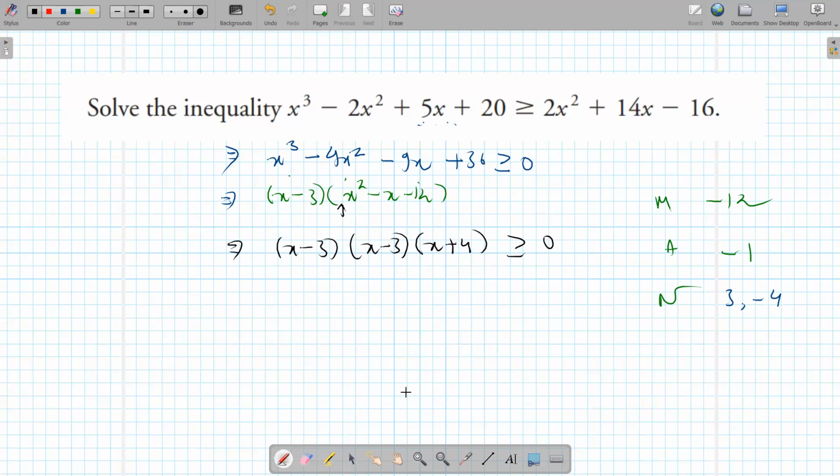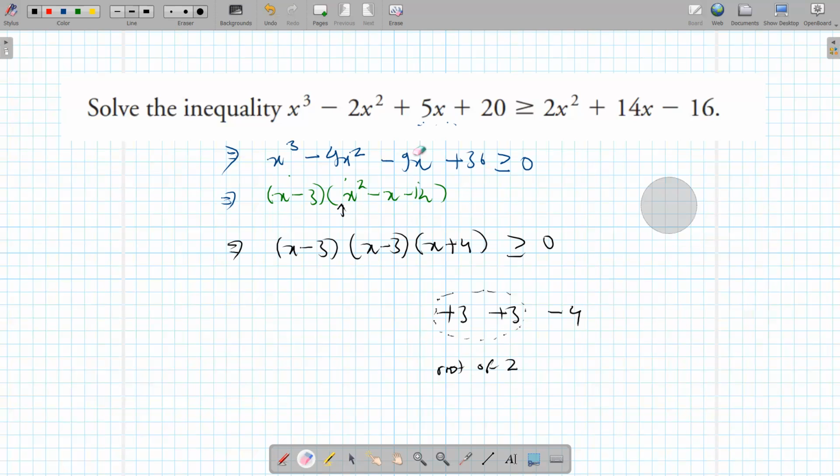There we go. So what are the x-intercepts here? +3, +3, and -4. Yeah, +3, +3, and -4. If you have a repeating factor, this means at 3 there's a double root. What does double root mean for us? There's a turning point there. Yeah, exactly. There's a turning point there.